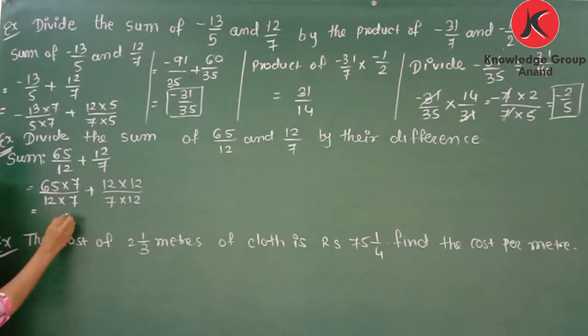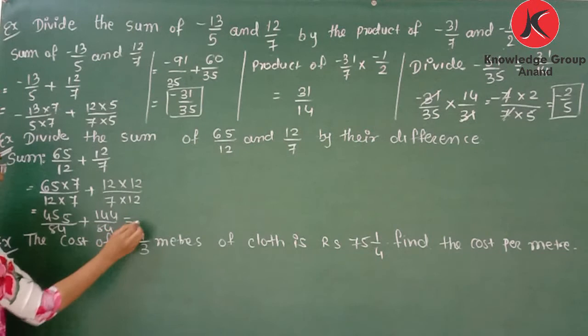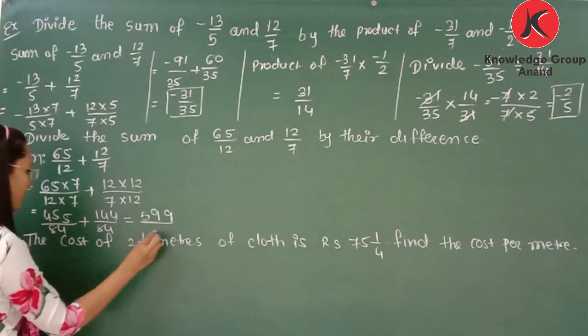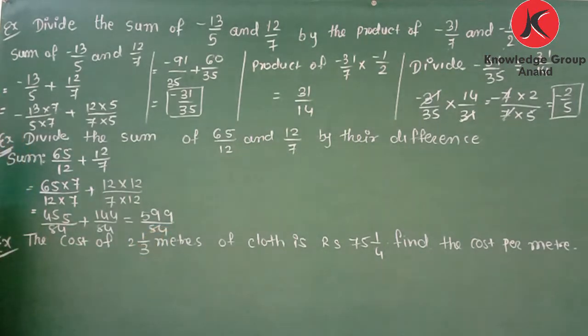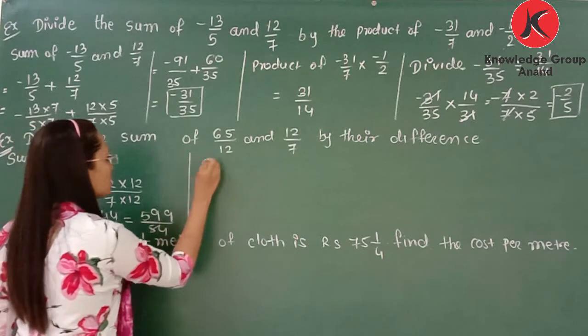So here we have 455 divided by 84 plus 144 divided by 84. Now we have here 599 divided by 84. Clear? Now the difference. So here we will find the difference.